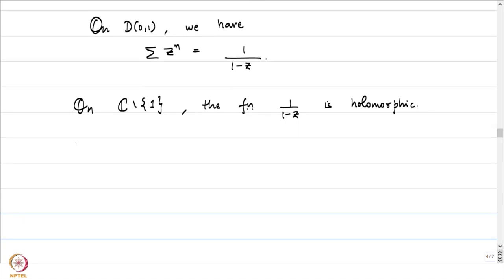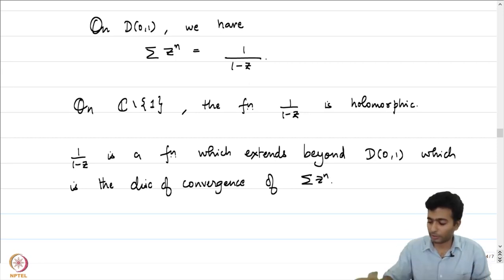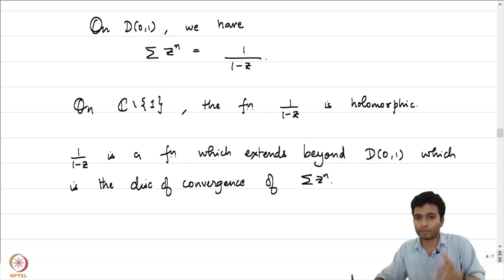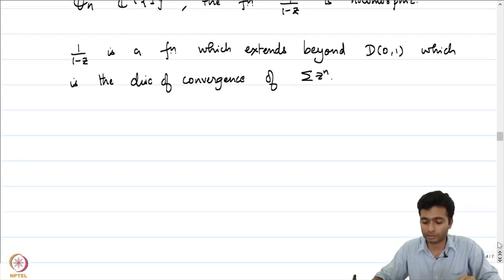So it's important to note that it can happen that on the disk of convergence, a power series converges to a function which may well extend beyond the disk of convergence. So hence 1 by 1 minus z is a function which extends beyond D01, which is the disk of convergence of summation z to the power n. So even though this power series is restricted and lives within the unit disk, it converges to the function 1 by 1 minus z, but 1 by 1 minus z can very well have its existence outside the unit disk. That's something which should be kept in mind. We will return to this later.